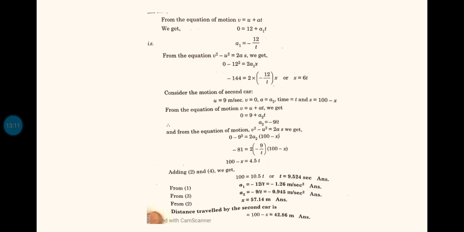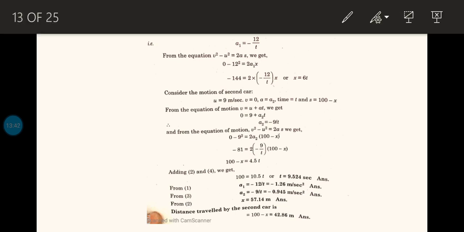From the equation of motion we have v is equal to u plus at. Here v is equal to 0 and u was 12. So the equation becomes 0 equal to 12 plus a1 into t. From this equation you will get a1 equal to minus 12 by t. From the equation v square minus u square equal to 2as, that is the second fundamental equation, v is 0, so 0 square minus 12 square equal to 2 a1 into x. So minus 144 is equal to 2 into minus 12 by t into x, or x is equal to 6t. This is one equation that you got.